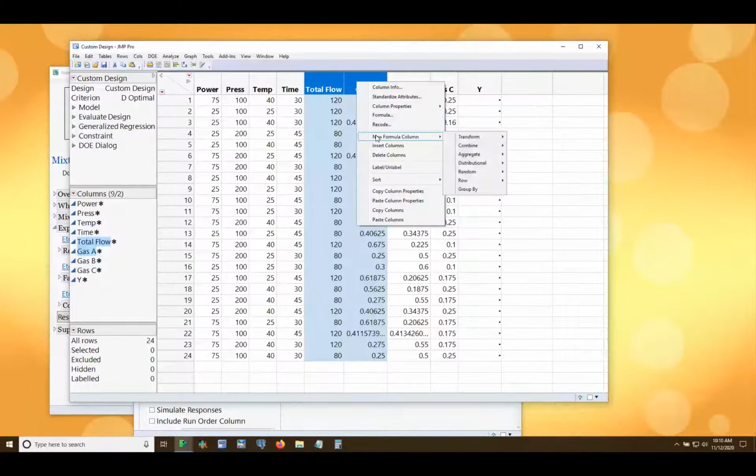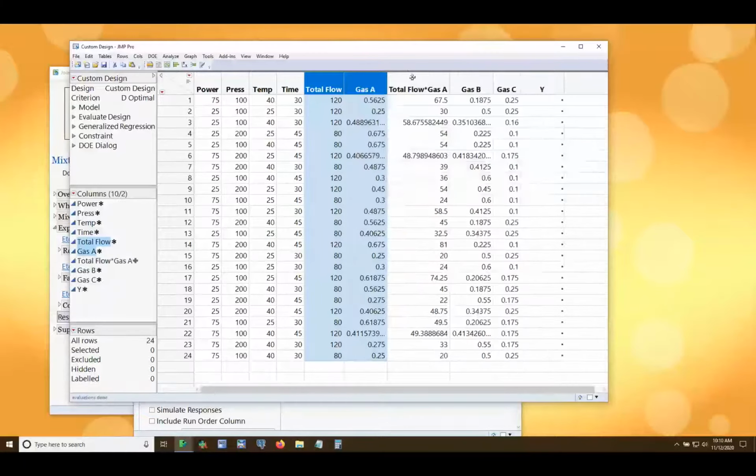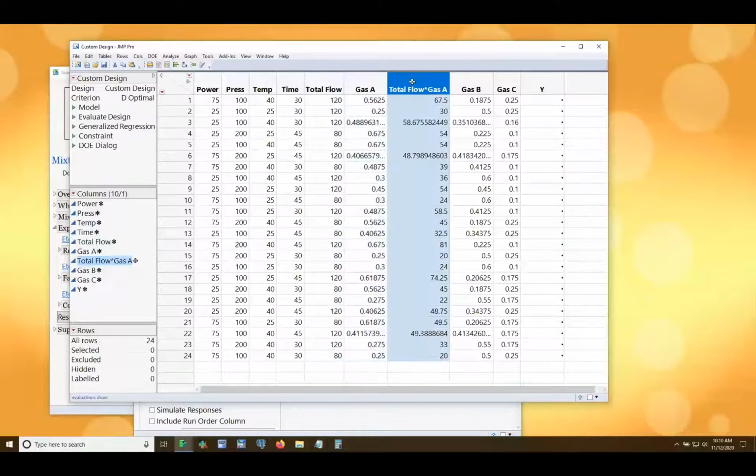I'm going to say new column formula, and I'm going to combine them, and I'm going to say the product. If you haven't seen that before in JMP, that's a fairly new feature, these instant formulas. So now I'm looking at the actual flow in terms of SCCM and not the proportion. Sometimes that's a little bit easier to work with.